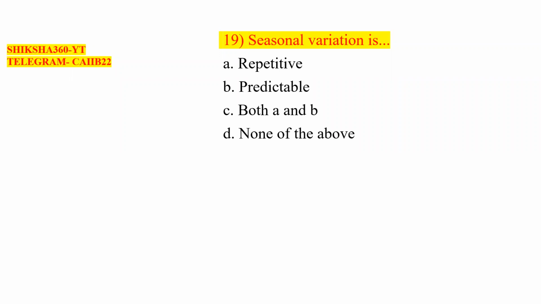These two words, repetitive and predictable, are also mentioned directly in the definition of seasonal variation. So option number C is the answer here: both A and B, repetitive and predictable.